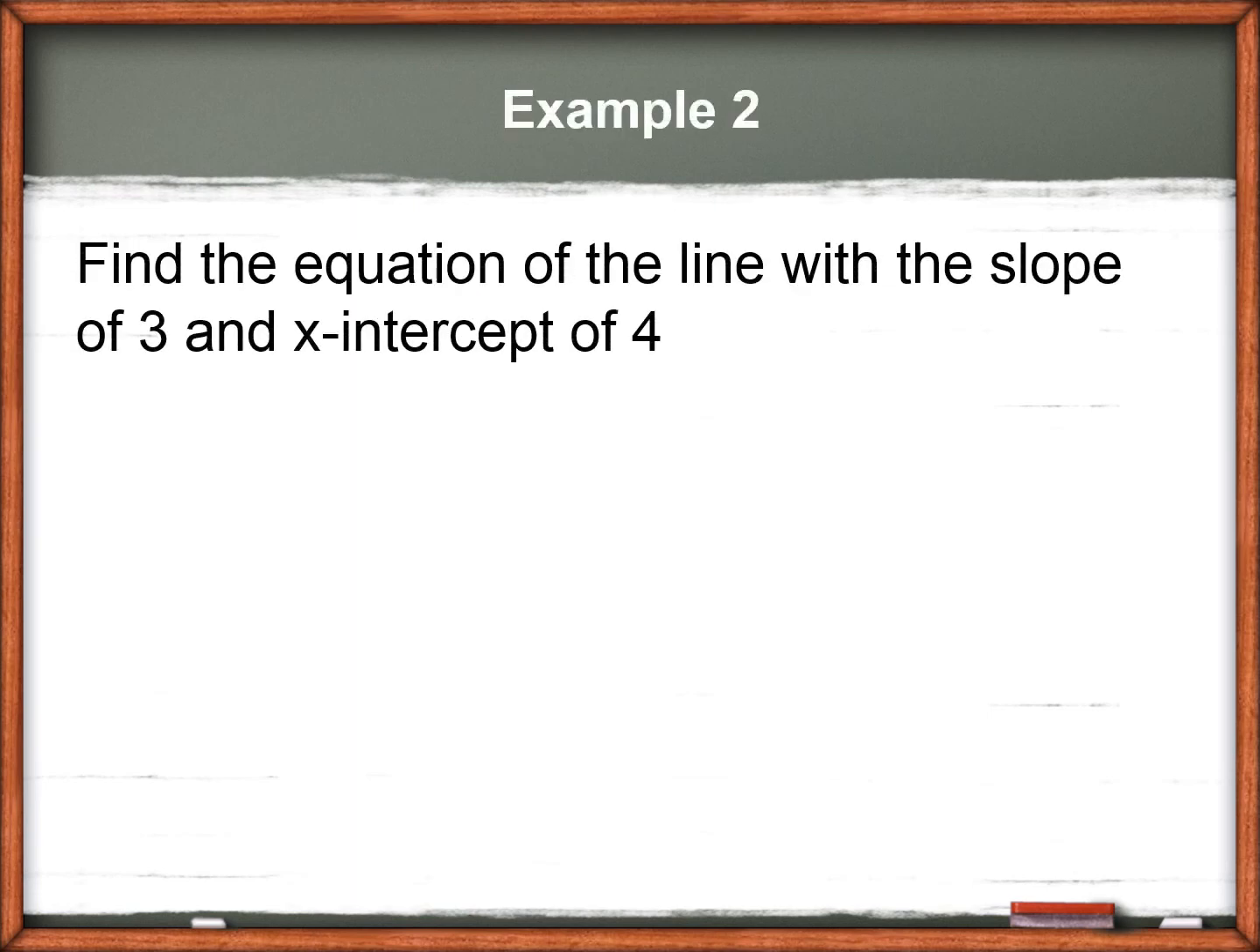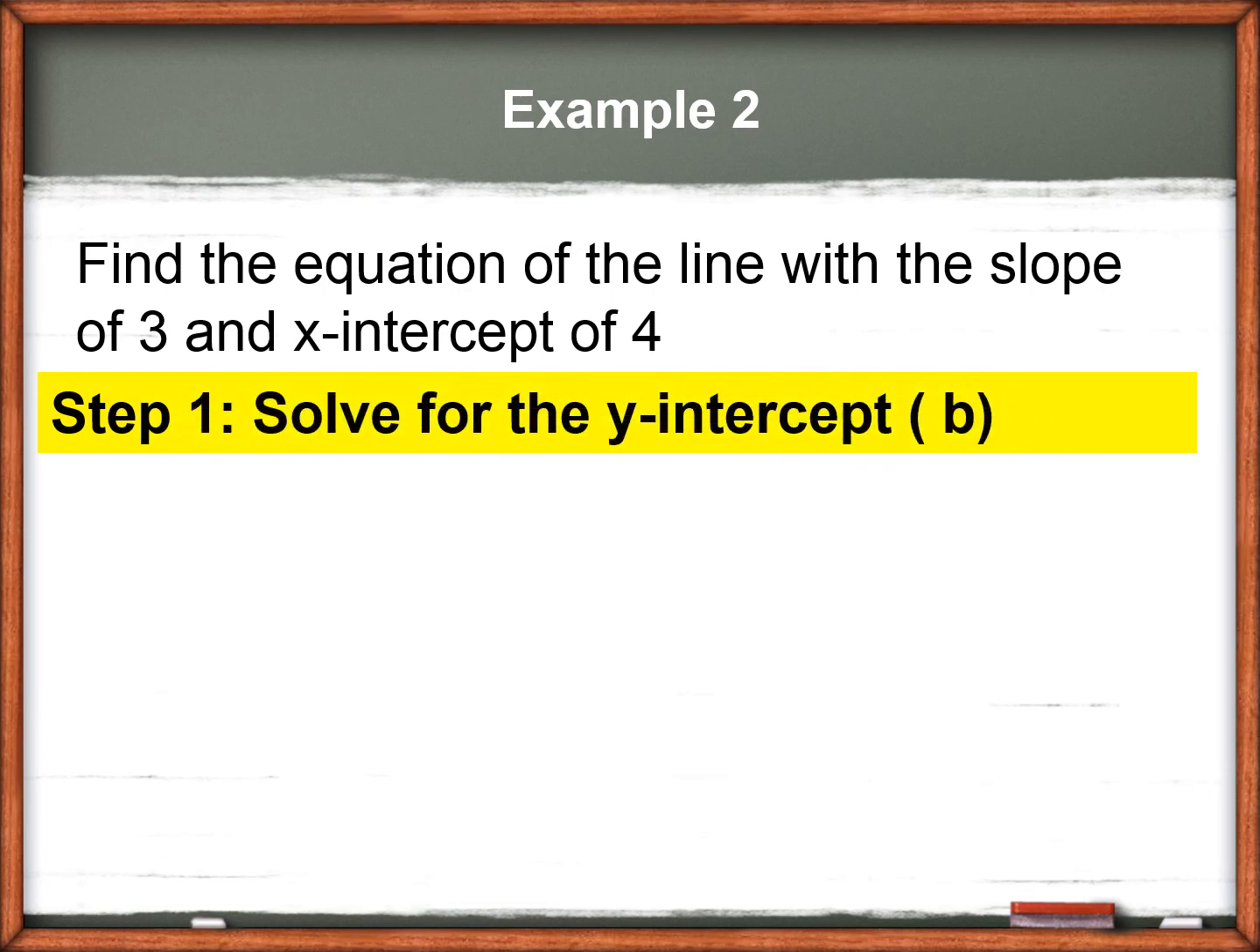Let's now have example number 2. Find the equation of the line with the slope of 3 and x-intercept of 4. Now, step 1. Solve for the y-intercept or our b. Our slope in this particular problem is 3. So m is equal to 3.